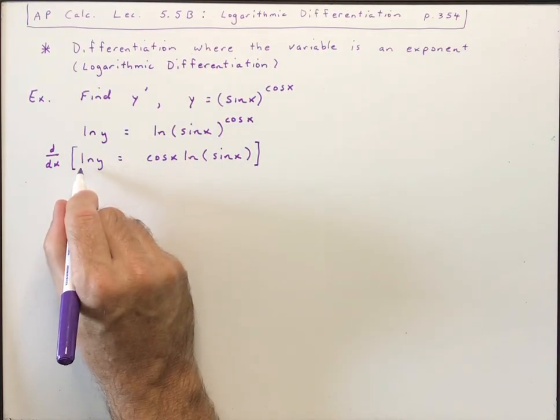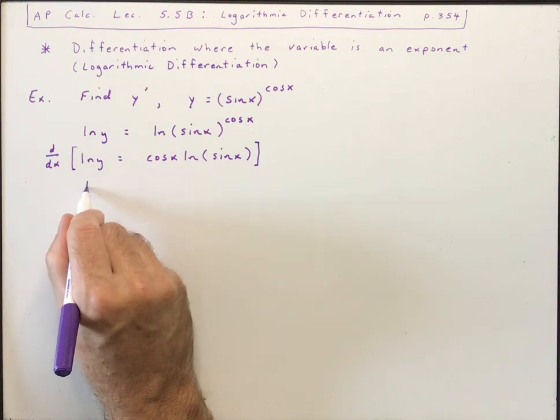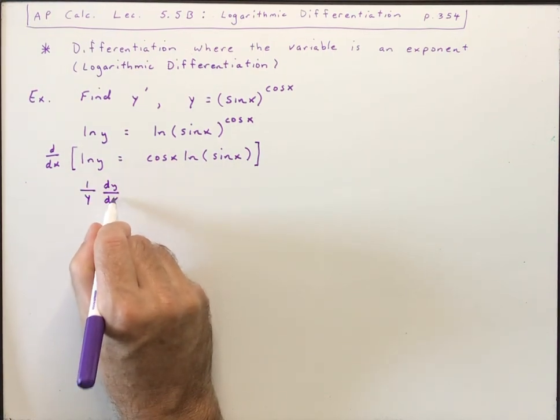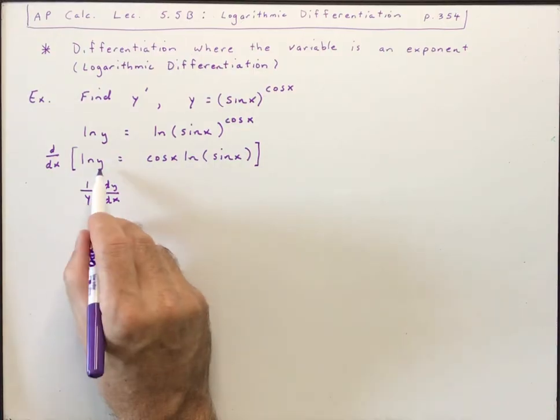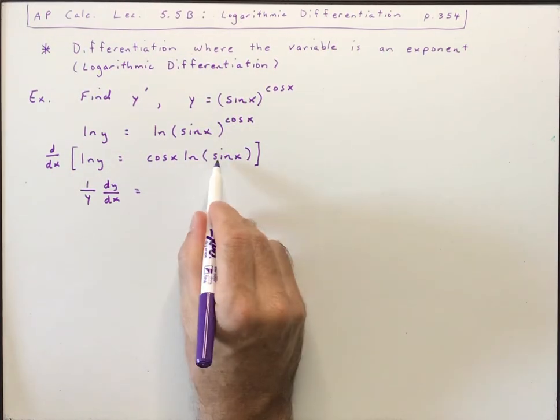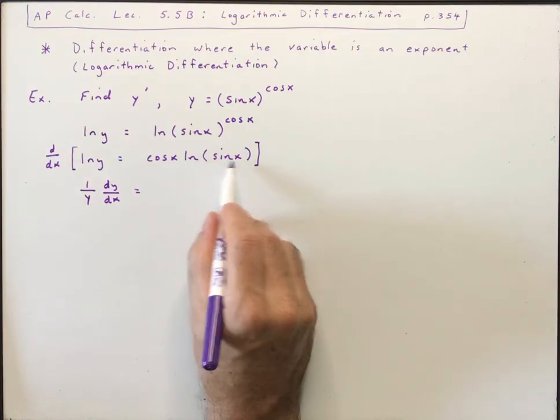So the derivative with respect to x of the natural log of y is 1 over y dy dx. And this is the way it's going to be every time. Okay, that left side, you're going to be doing that every time. And this is a product rule. Cosine x times the natural log of sine x.